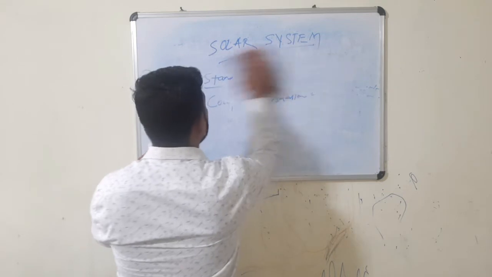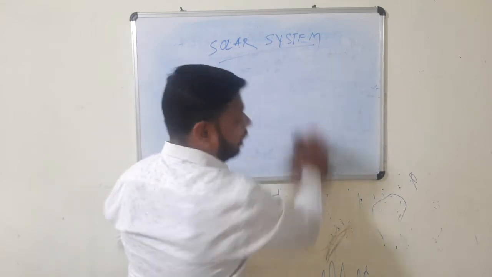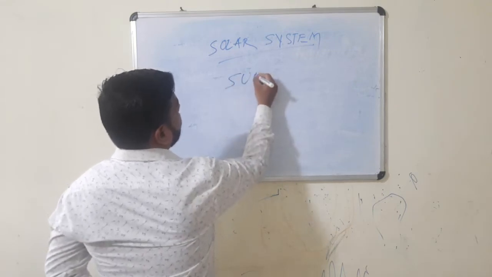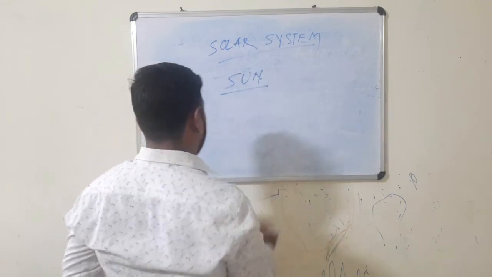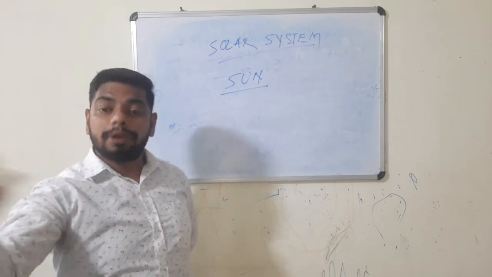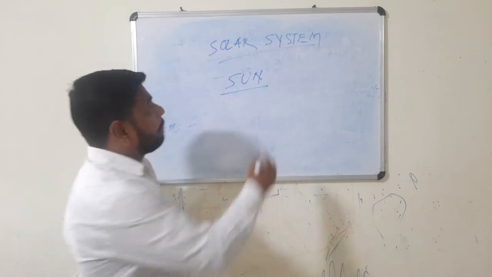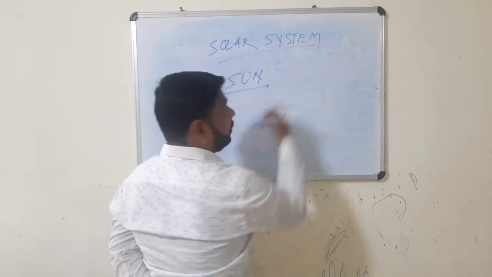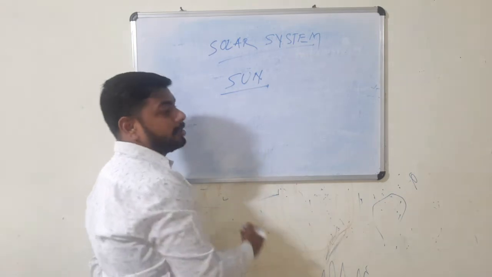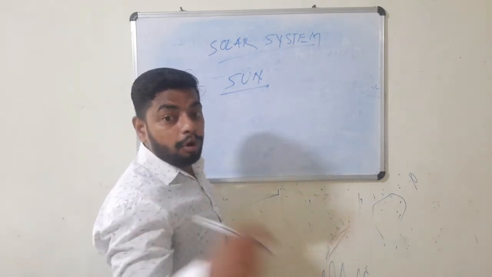Our star is the sun. Apart from the sun, there are a number of stars, and the star nearest to us is named Proxima Centauri.